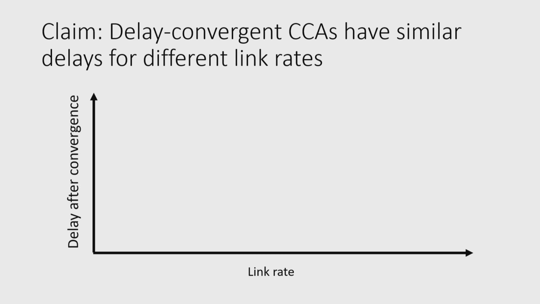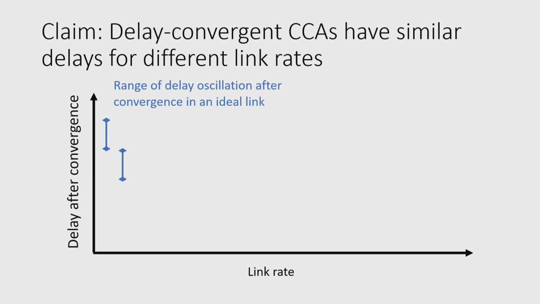So let's plot against the link rate, for a particular link rate, what is the range of delay oscillation? And by definition of a delay convergent CCA, we know that that range is going to be bounded within delta milliseconds. And let's do this for a link rate that's 10x larger. This graph is not to scale. And for a link rate that's 10x larger than the previous one.